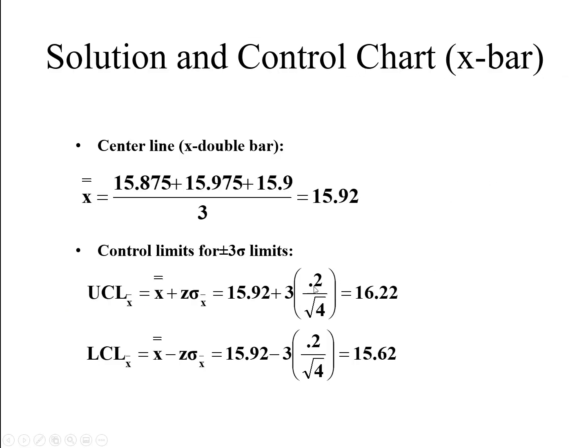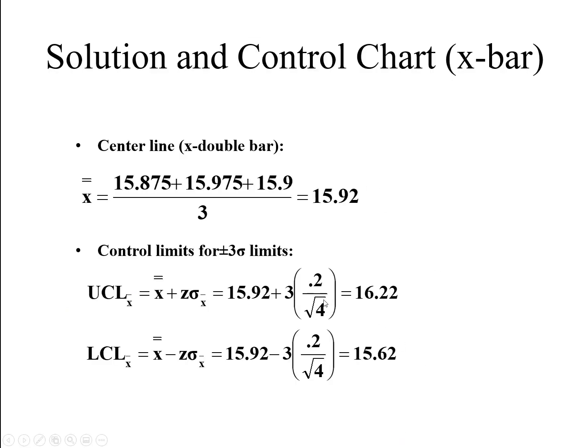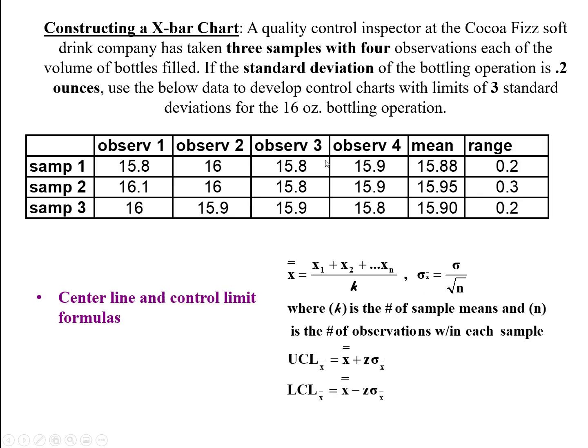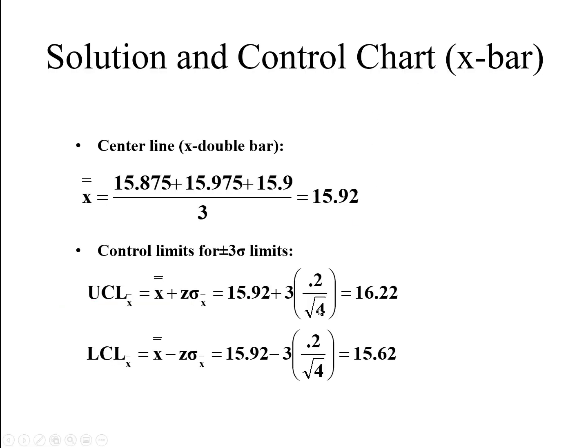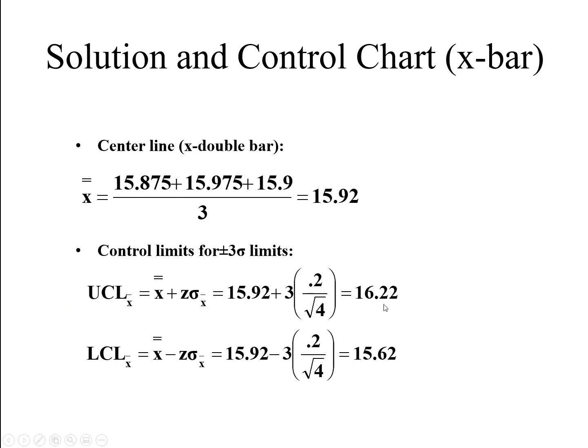So you put this 0.2 with 3 sigma, because they already mentioned to use 3 standard deviations. So Z will be 3. You use 0.2, divided by the square root of n, because that is how many observations they made. The drink company has taken 3 samples with 4 observations each, so we divide by the square root of 4 in the formula of sigma over root n. When we put in these values, the upper control limit will be 16.22, and the lower control limit, where you deduct, will be 15.62.